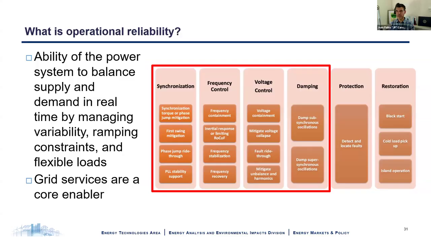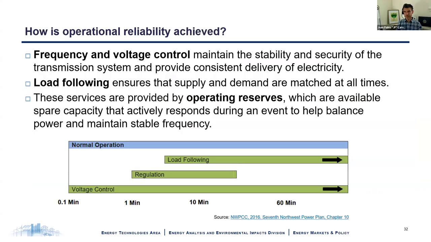Some of the key services that are needed here are synchronization, frequency control, voltage control, and damping. There are other pieces of reliability that are more involved with protection, and in this case, restoration, which we're putting into our contingency bucket. And this operational reliability is typically achieved by certain units that are providing frequency and voltage control. These are units that are managing and modifying on a real-time basis specific parameters on how they produce power to maintain balance across the power system. There is, again, a whole world behind this that we're not going to cover today.